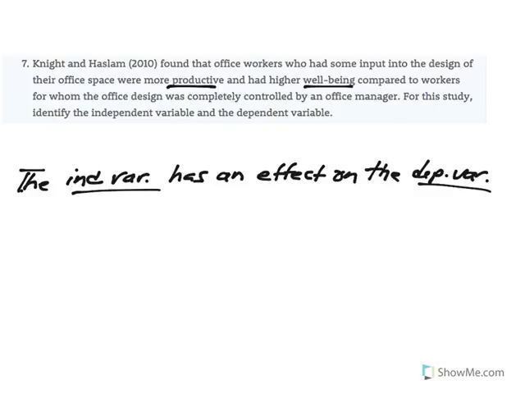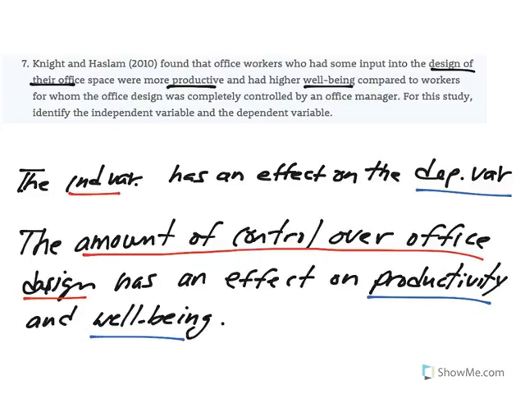And we would see that it's the design of their office space, or the amount of control one has over the design of their office space. So now we can rephrase this information as a true research hypothesis. The amount of control over office design has an effect on productivity and well-being.